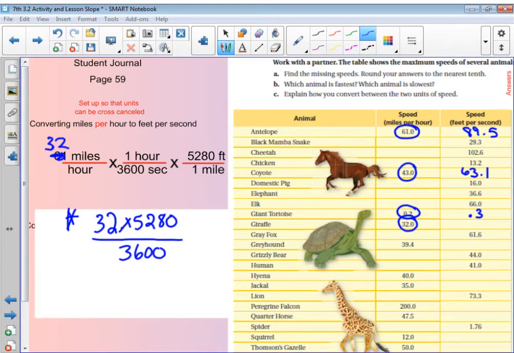So that 3 is going to tell the 9 to stay a 9. So it's 46.9. And I don't know, I might have just said 43. I meant 46.9. Okay, so I'm going to stop there.